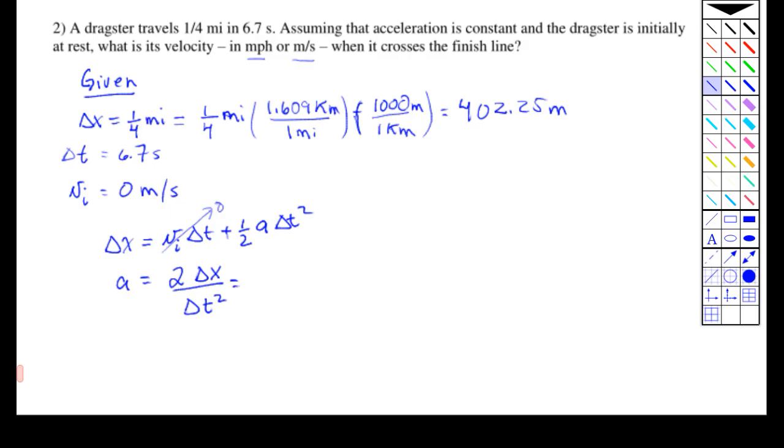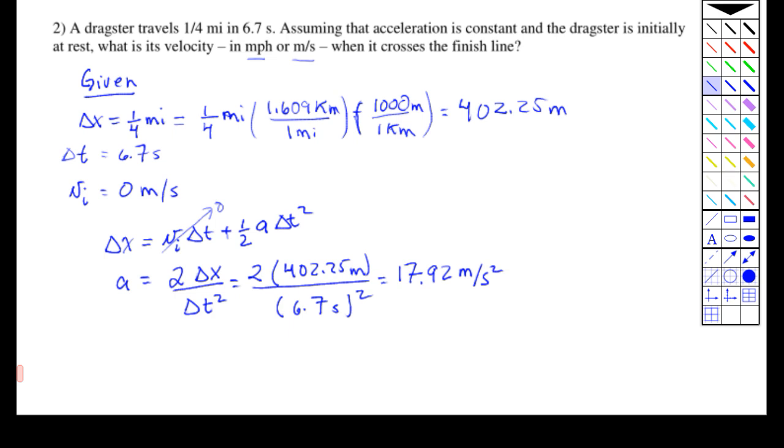So then we just plug in all the values that we have. It's 2 times 402.25 meters divided by 6.7 seconds squared. And the acceleration we get once you've plugged it into your calculator should be 17.92 meters per second squared.